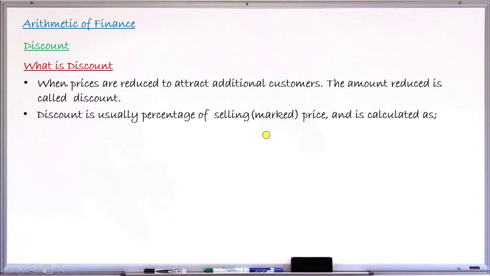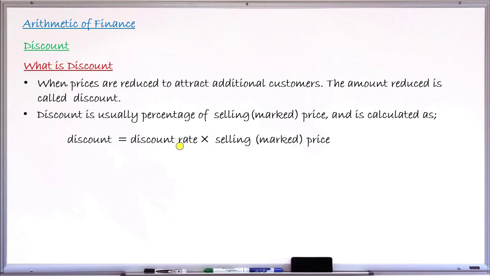It's calculated using this simple formula. The formula for finding the amount of discount says: discount equals discount rate, which is the percentage, multiplied by the selling price or the market price. So discount is a percentage of the selling price, not the cost price.